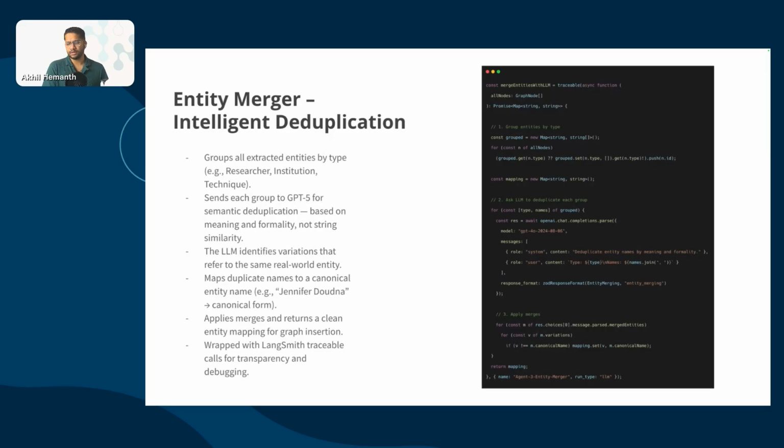Just to give an example of what the code looks like, again, this is also wrapped with a traceable function from LangSmith. It groups all the extracted entities by type, and each group is then sent to the agent to do semantic deduplication based on meaning and formality. The LLM also identifies variations that refer to the same real-world entity, and it maps duplicate names to a canonical entity name. All of this is defined within the agent as an instruction.